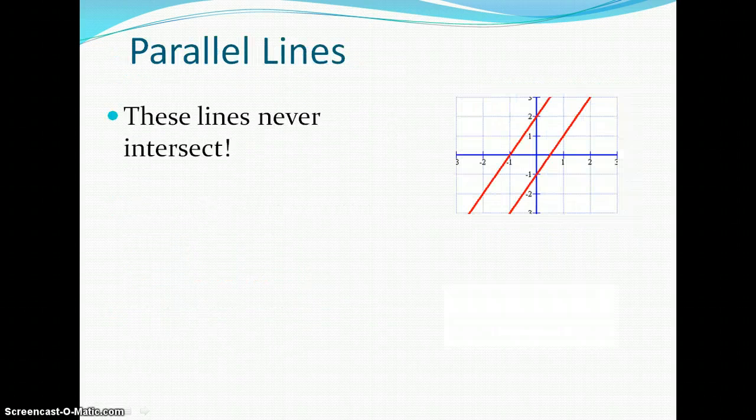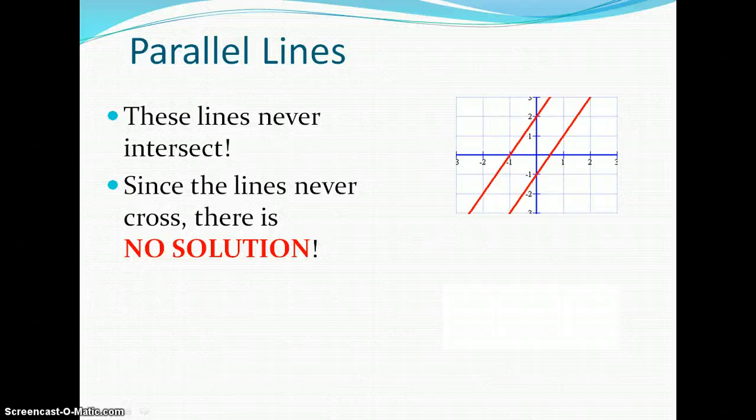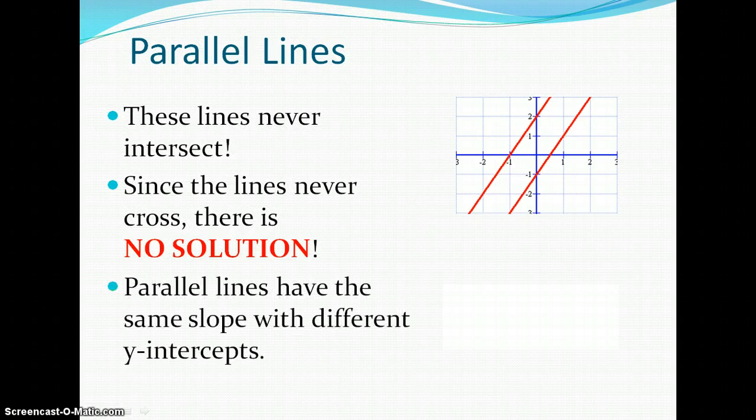We can have two lines that are parallel. These lines never intersect, which means we would have no solution. Before, we saw that the point where the two lines cross is called a solution. Since these two lines are never going to cross, that is why this is called no solution. Parallel lines have the same slope with different y-intercepts.